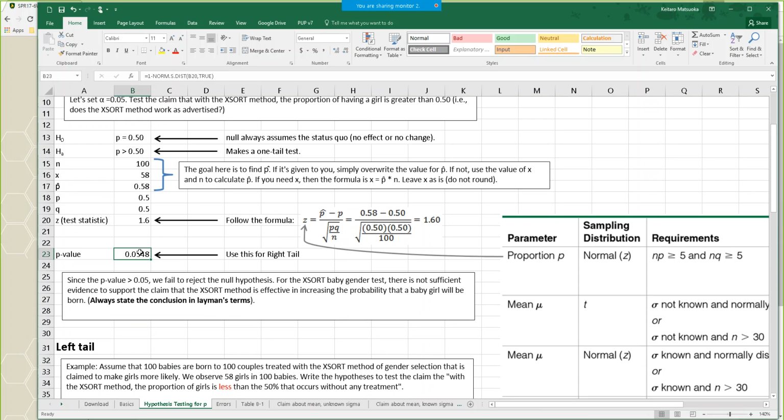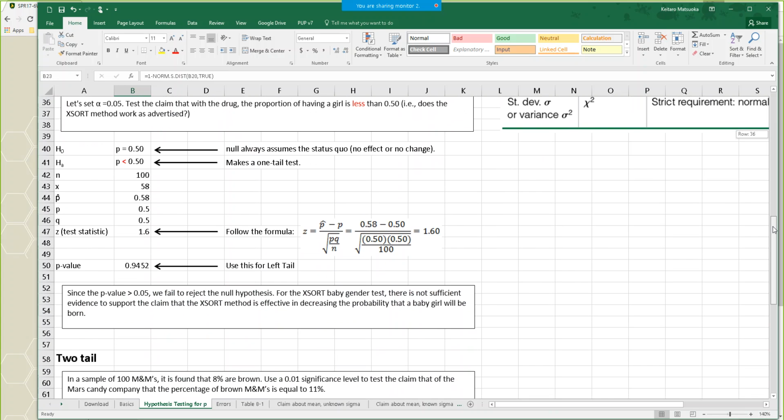So the p-value calculation is different between the right tail and the left tail. If you want to know the details, you can click on the cell to see the differences, but you just need to know to use the right cell for the p-value. Okay. So the p-value for this one is 0.9452. Again, it's greater than the alpha value, so the conclusion is the same as before.